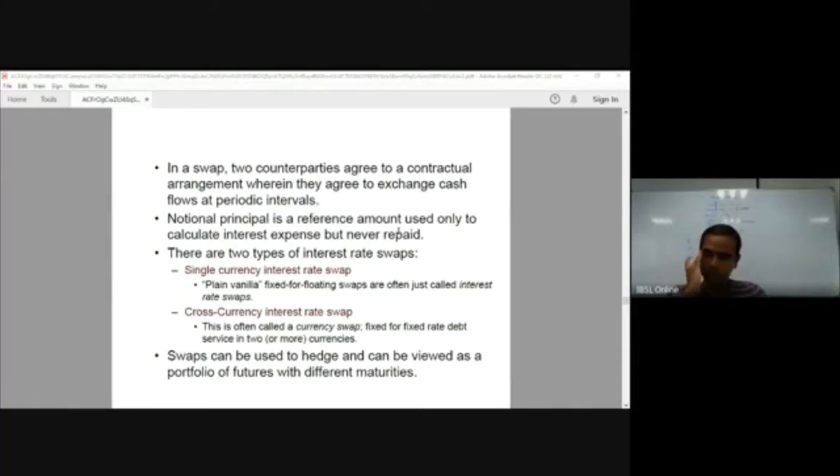There are two types of interest rate swaps. Single currency interest rate swap. Plain vanilla fixed for floating swaps are often just called interest rate swaps.